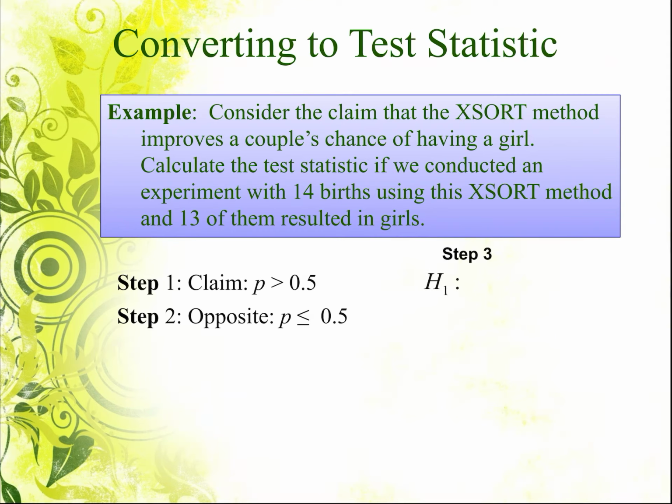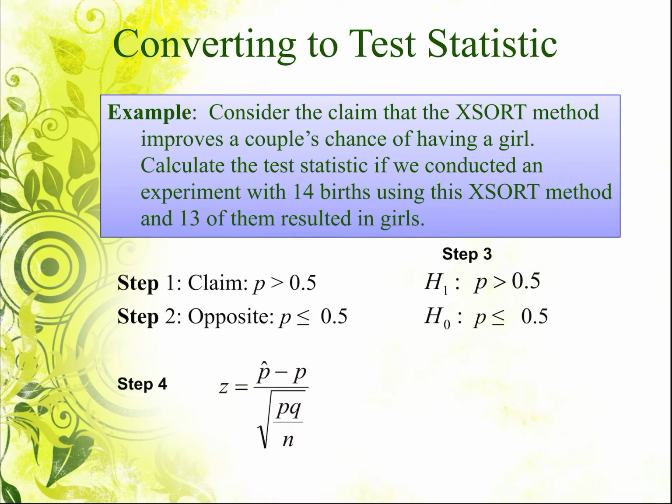Which one of these would be the alternative hypothesis? It would be the statement without the equality sign in it. So that would be p is greater than 0.5. And the null hypothesis is the inequality that has the equal sign in it. So p is less than or equal to 0.5.